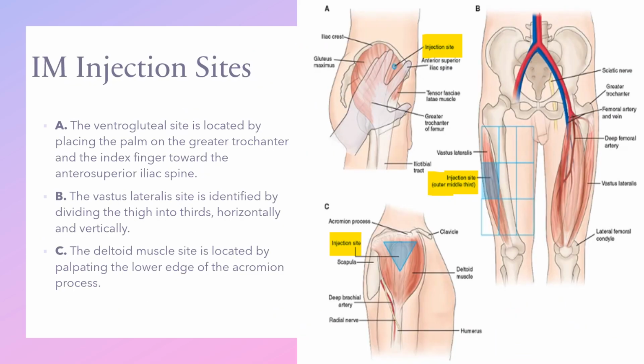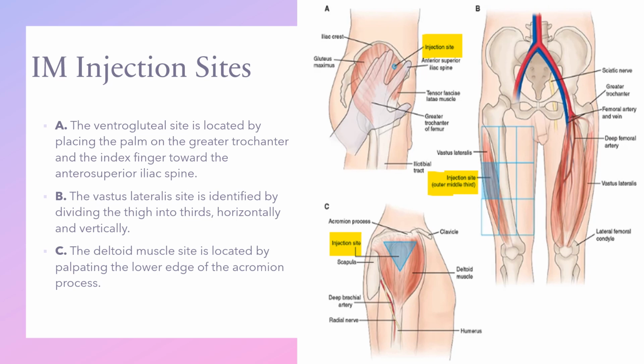Okay, so here I have pictures of the 3 most common IM injection sites and how to locate them. So A is the ventral gluteal site. It is located by placing the palm of your hand over the greater trochanter. So that little ball of the hip, your palm of your hand is going to be there. And the index finger is toward the anterior superior iliac spine. That's where your index finger will be. Then the other 3 fingers will align with the iliac crest, making a V in between your index finger and your middle finger, and that is where your injection site will be. I have the injection site highlighted in yellow.